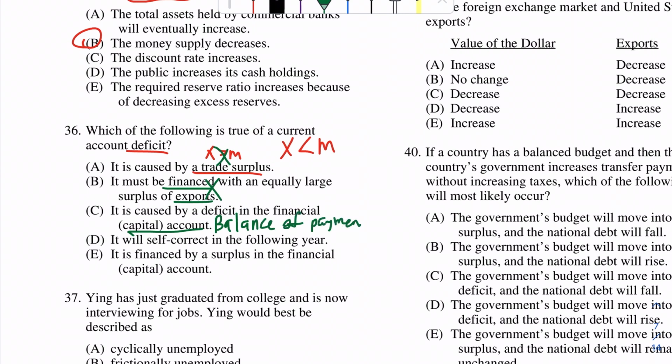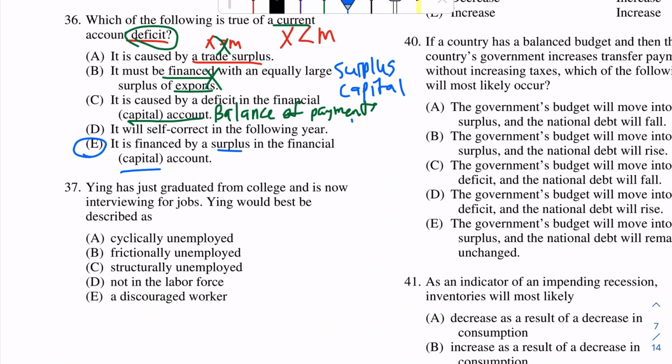So balance of payments would mean if I have a deficit in my current, I need a surplus in my capital. All right. If I have a deficit in my current, I need a surplus in my capital. So therefore, E. That is how we finance it with the capital account. So if you have a deficit in the current account, you need a surplus in the capital account because we want a balance of payments. Balance of payments says that your current account plus your capital account equals 0. So if that's a deficit, that needs to be a surplus equals 0.